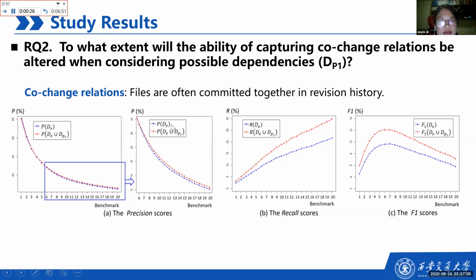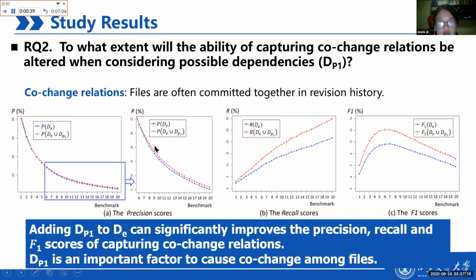We use DE and DE compared with DP1 to capture the code change relations, and we measure the precision, recall, and F1 scores. The figure results show that adding DP1 to DE can significantly improve the precision, recall, and F1 scores when capturing code change relations in reviewing history. The results indicate that possible dependency is an important factor to cause code change among files.